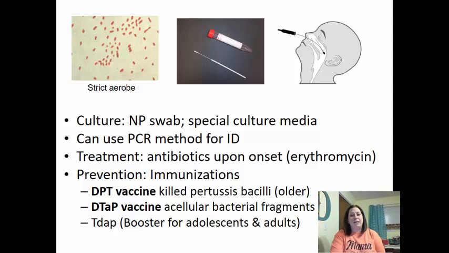This is the DPT vaccine, and this uses killed pertussis bacilli, and it's an older version. The DTaP vaccine, the DTaP, is acellular bacterial fragments, and this is the newer form. We also see that you can do the Tdap, which is a booster for adolescents and adults. And the booster is there to help boost your immune system to be able to fight it off better.